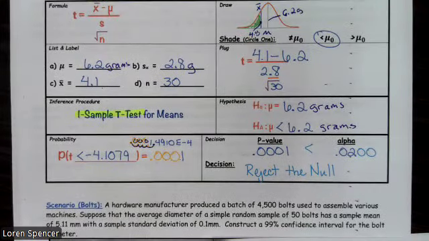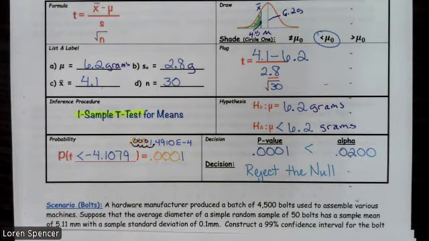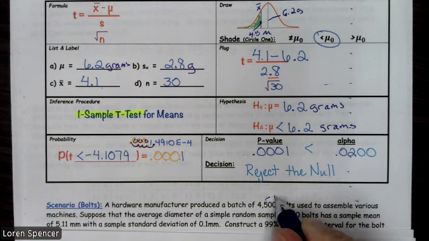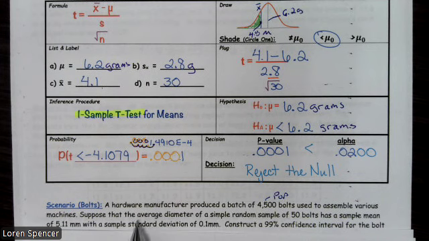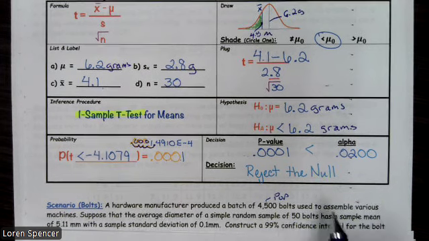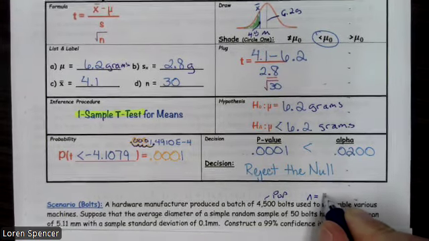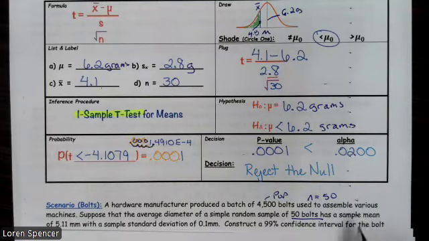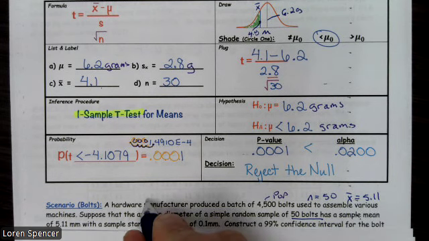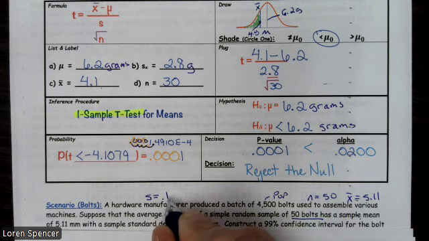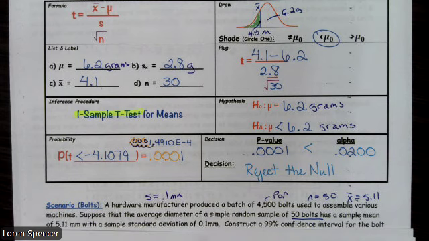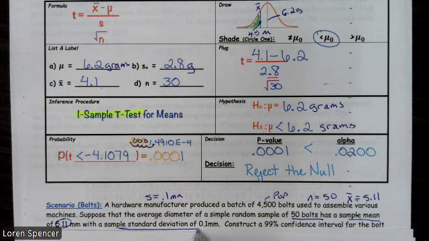A hardware manufacturer produces a batch of 4,500 bolts to assemble various machines. So this sounds like my population size, which is important for conditions. Suppose that the average diameter of a simple random sample of 50 bolts has a sample mean, an x bar, equal to 5.11 with a sample standard deviation, so an s, equal to 0.1.